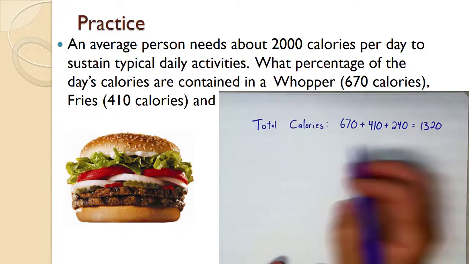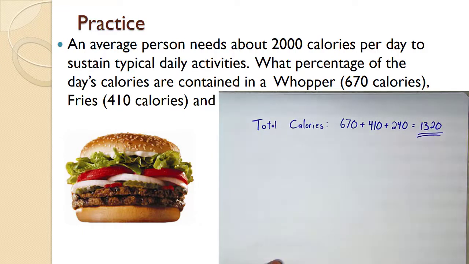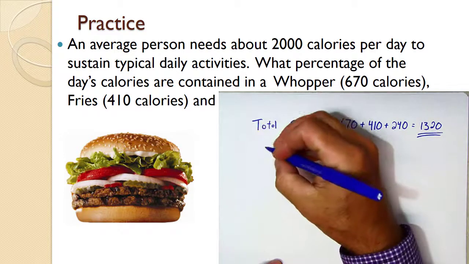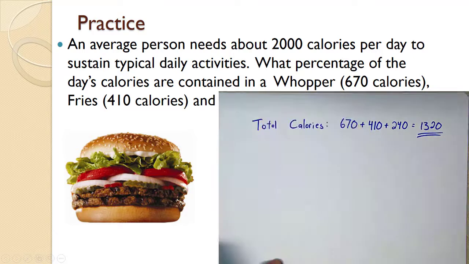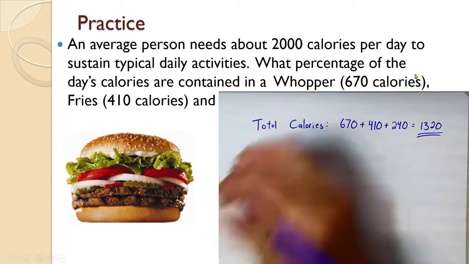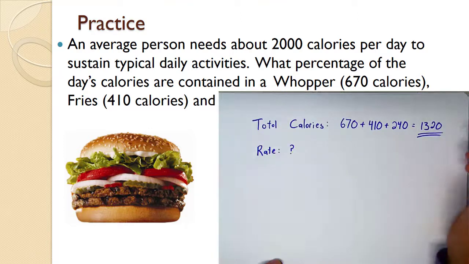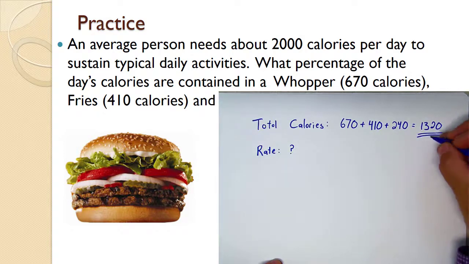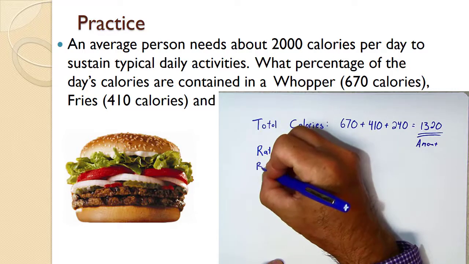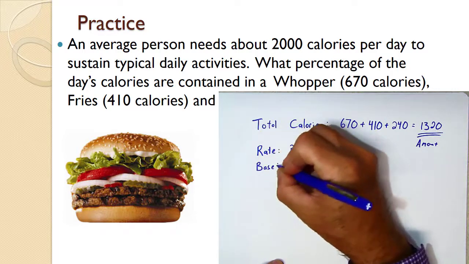All right, well, first of all, we have to figure out how many total calories we've got there, and we have 1,320 if we add up the calories from the Whopper, the fries, and the Coke. And so then the question is, well, what are our base and our rate and our amount? The question itself asks what percentage, so that tells us that we are trying to find the rate. That leaves us with the amount and the base. The 1320 is not the full amount that we need for the day, so that must be our amount. And the base would be the full amount that we need. That would be the 2,000 calories.